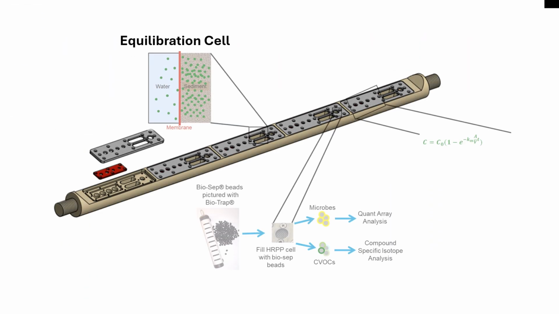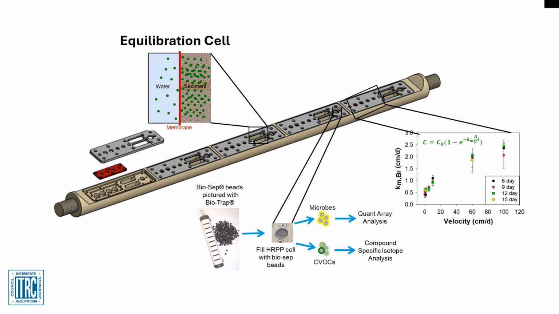Equilibration cells within the HRPP are filled with reagent water, typically spiked with a known concentration of a tracer chemical. The target chemicals diffuse through the membrane and equilibrate, while the tracer diffuses out through the membrane. The HRPP device can be directly inserted into a saturated sediment to simultaneously determine the bioavailable concentrations of chlorinated VOCs, the concentrations of key geochemical parameters, the composition of microbial communities, and pore water velocity at centimeter vertical resolution.